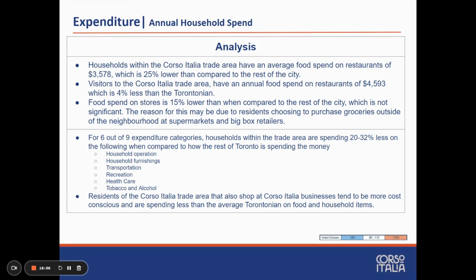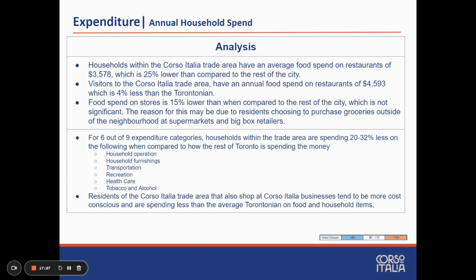Meanwhile, food from stores is 15% lower than compared to the rest of the city. So even then, when we're not looking at restaurant spends, people in the trade area are also spending a little less on food from stores, including groceries and many other things. Maybe the reason for this is that residents are choosing to purchase groceries at larger big box or supermarkets, and that may be more cost conscious.